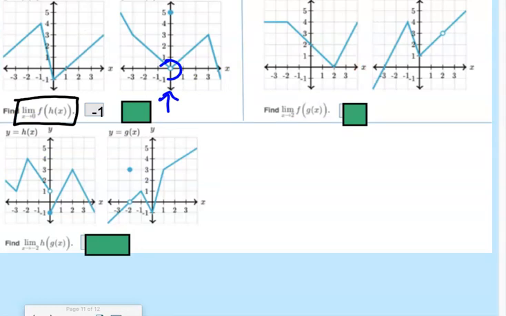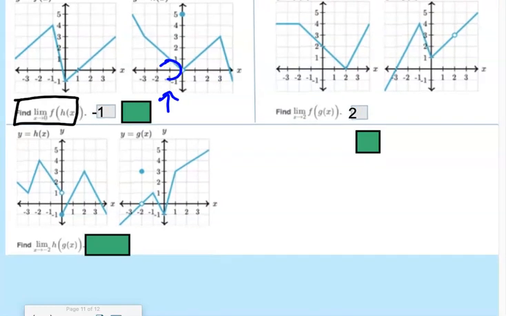Okay, so for the next one, because the bell's going to ring, what's the limit as x approaches 2 of g of x? 3. And what is f of 3? 2. It's 2. Does everyone see that? Yes. Okay. Last one, a little tricky.